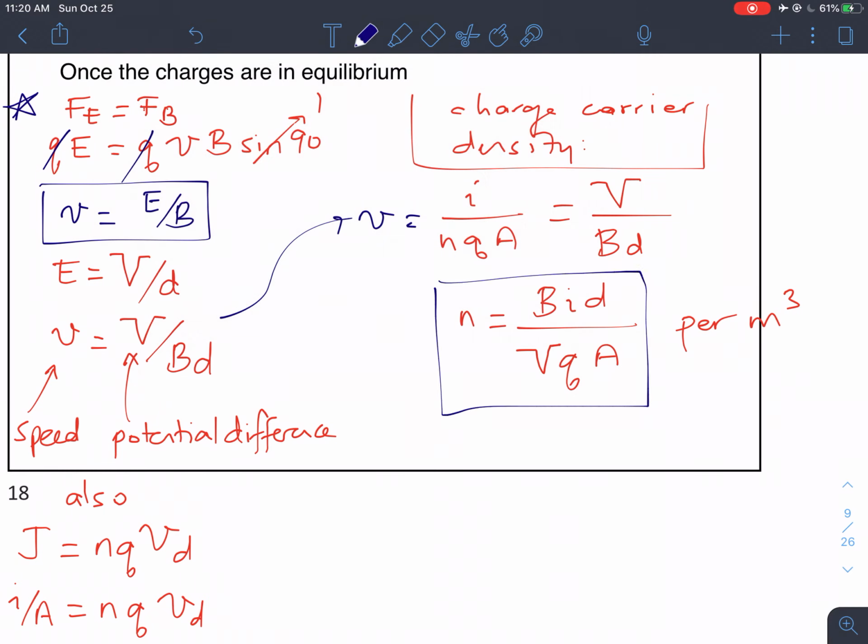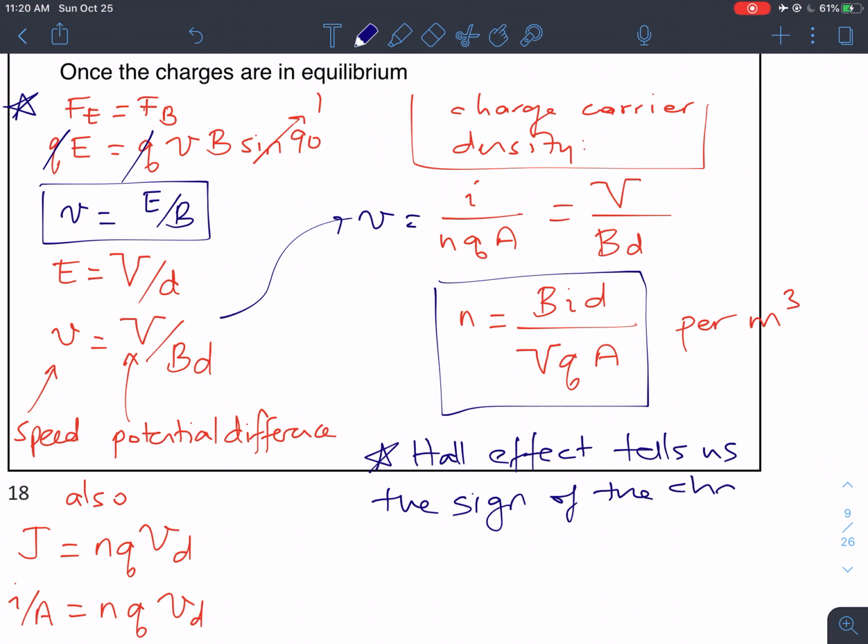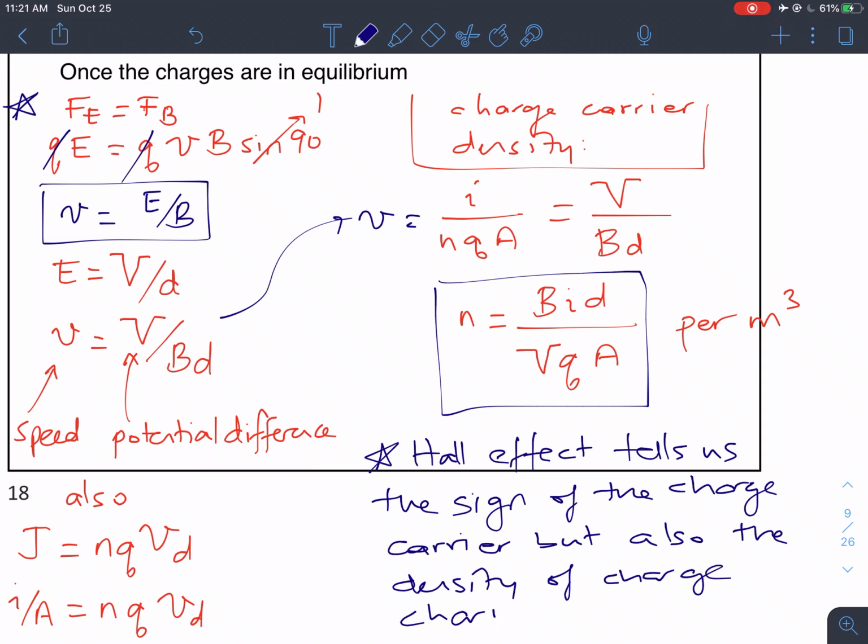So I'm going to write that down here. Hall effect tells us the sign of the charge carrier, but also the density of charge carriers. Okay, so this little n is the charge density of the charge carriers.